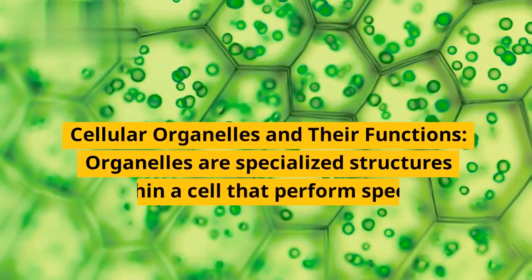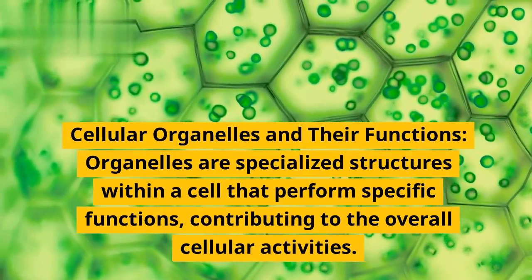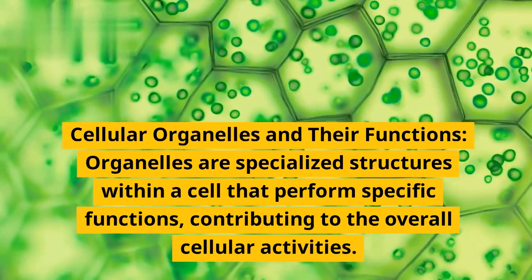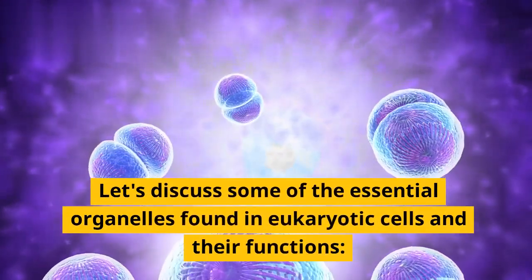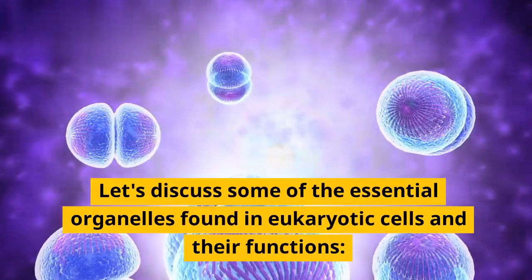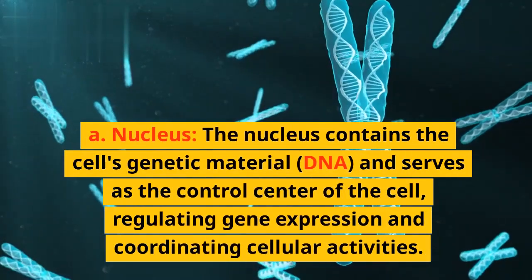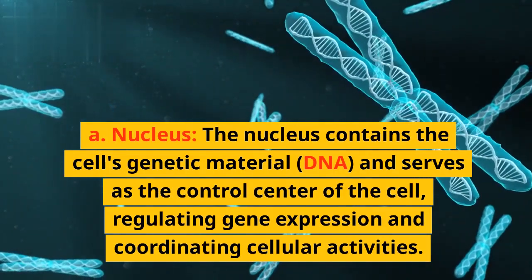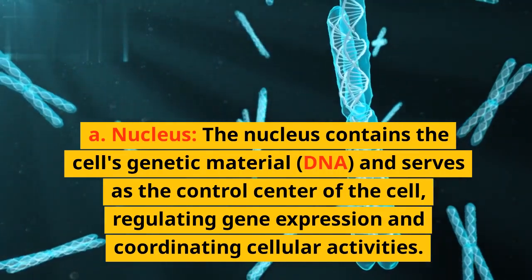2. Cellular organelles and their functions. Organelles are specialized structures within a cell that perform specific functions, contributing to the overall cellular activities. Let's discuss some of the essential organelles found in eukaryotic cells and their functions. A. Nucleus. The nucleus contains the cell's genetic material, DNA, and serves as the control center of the cell, regulating gene expression and coordinating cellular activities.